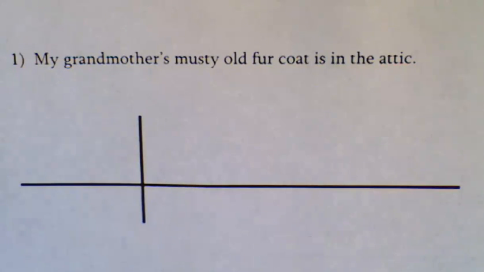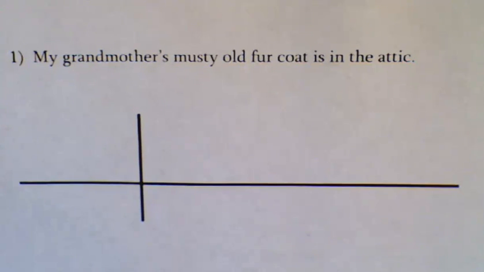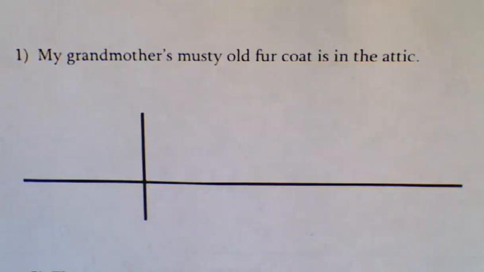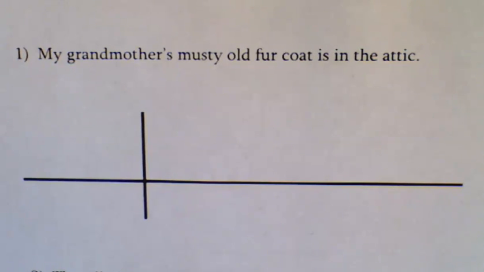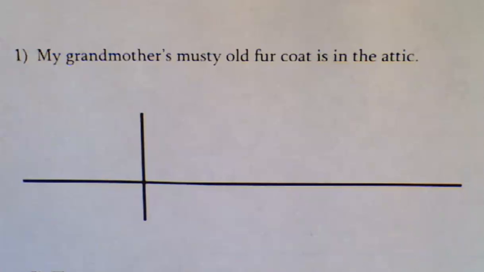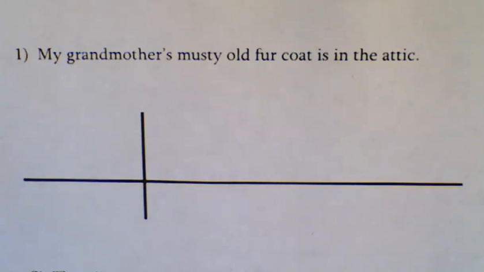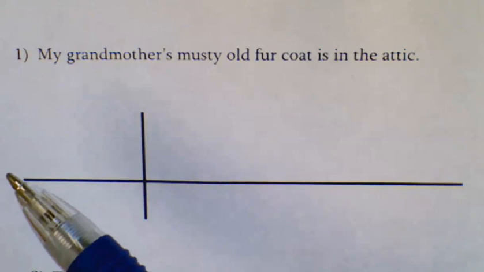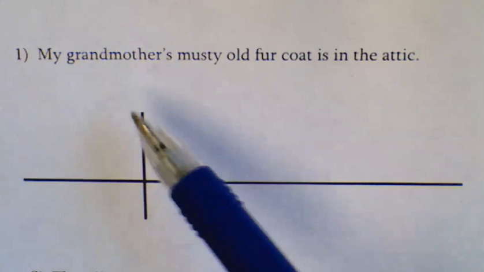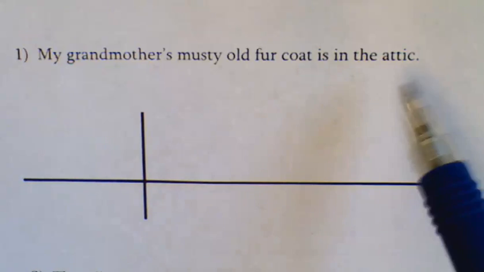Multiple adjectives are pretty easy and they just build upon what we've already been doing. We know that adjectives and adverbs are both modifiers, meaning they modify nouns or verbs respectively. For example, in this sentence, my grandmother's musty old fur coat is in the attic.